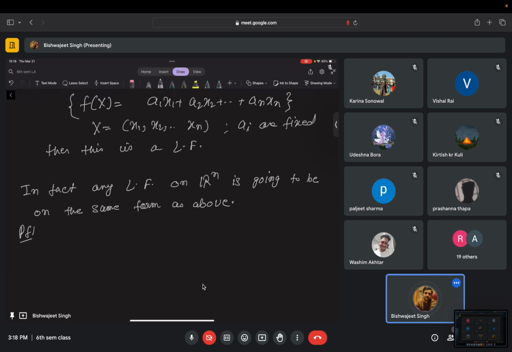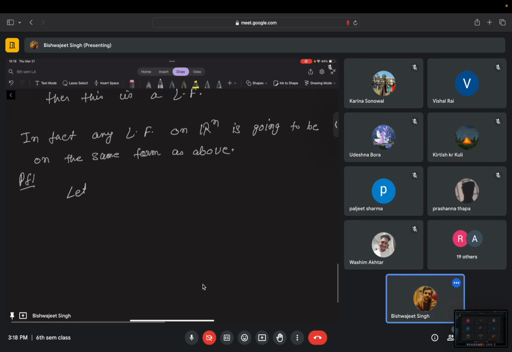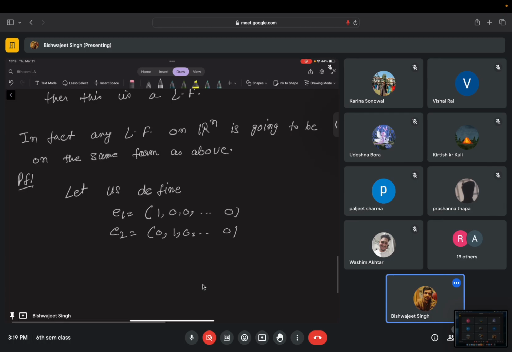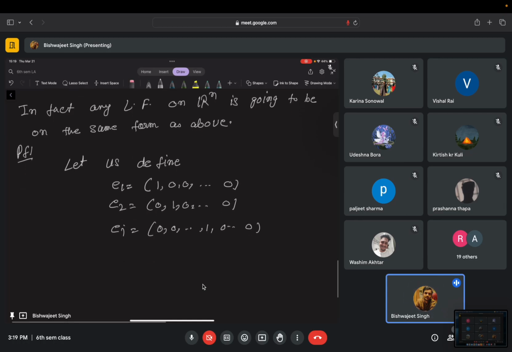Okay, so this is just going to be a simple, easy proof. So let us define e1 as (1, 0, ..., 0), where all the other elements are 0, e2 as (0, 1, 0, ..., 0), and in general I'll define ej as the vector whose jth element is 1 and all other elements are 0. This is like the standard basis, which you are all familiar with.